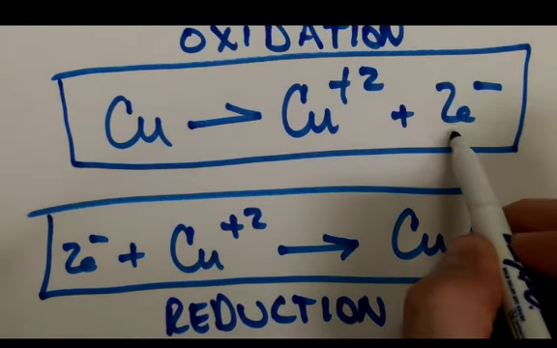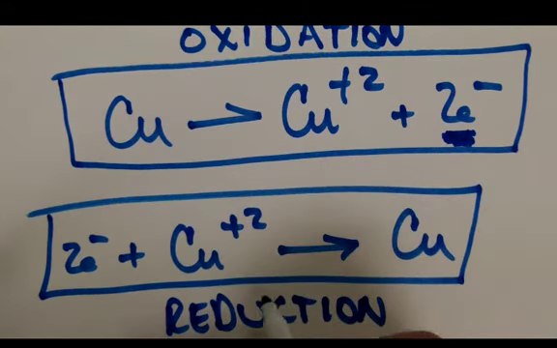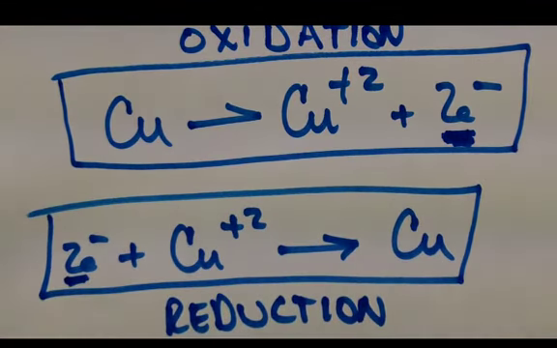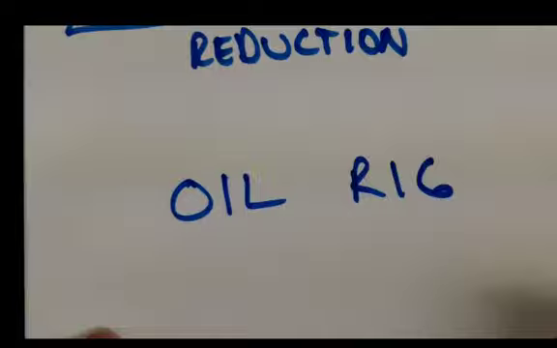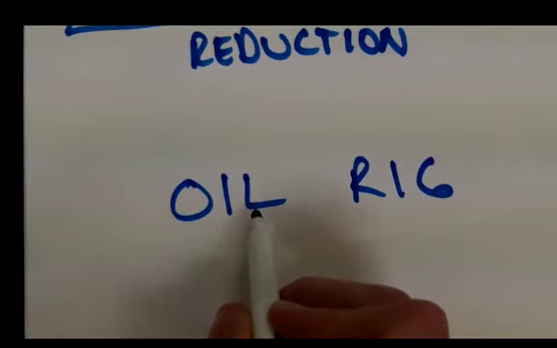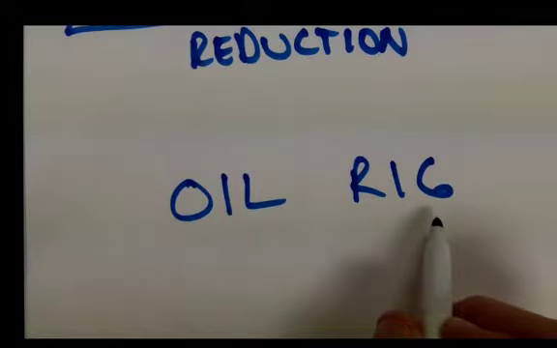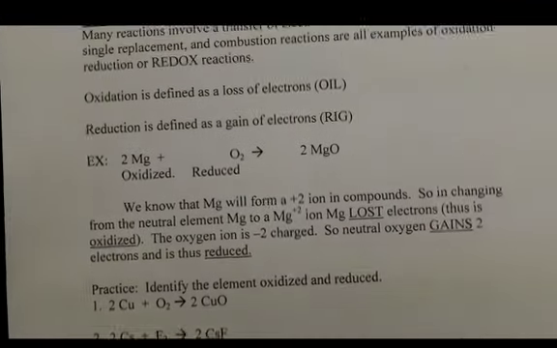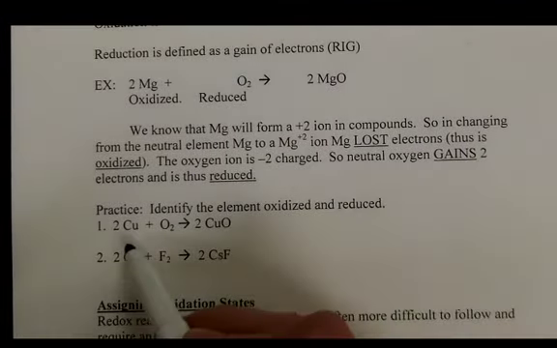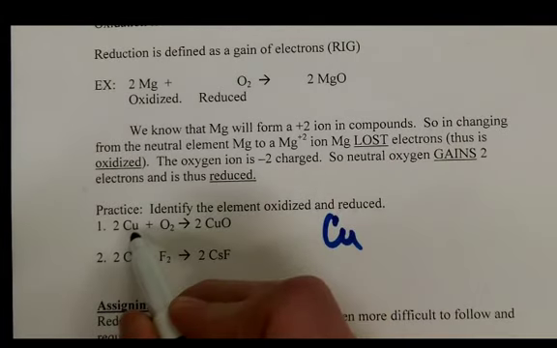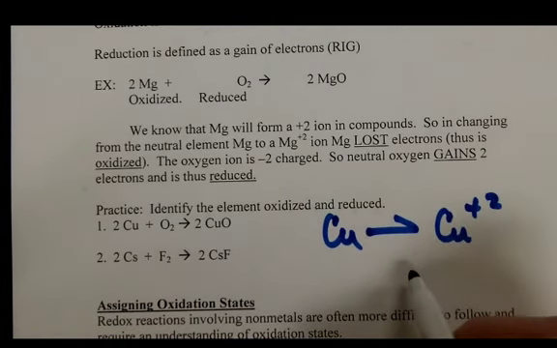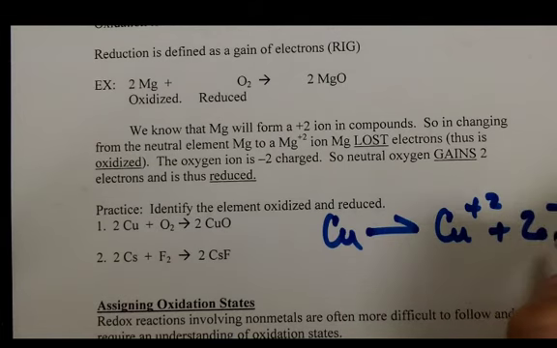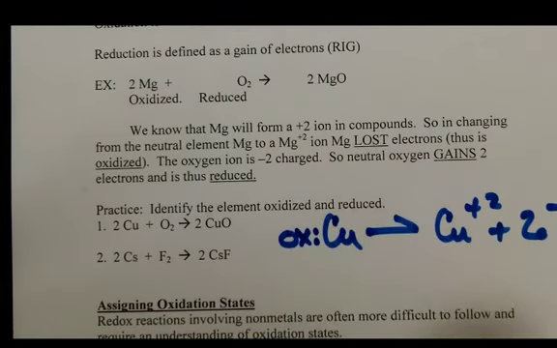Oxidation is the loss of electrons. Reduction is the gain of electrons. And we're going to remember that by this little device called OIL RIG. Oxidation is the loss of electrons. Reduction is the gain of electrons. Okay, so if you'll notice, we'll look at one real quickly. Notice that copper, which has a charge of 0 because it's an element, goes to copper +2. The only way it can do that is by losing 2 electrons. Therefore, copper has been oxidized.